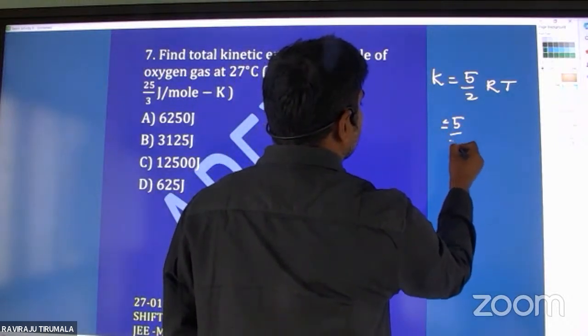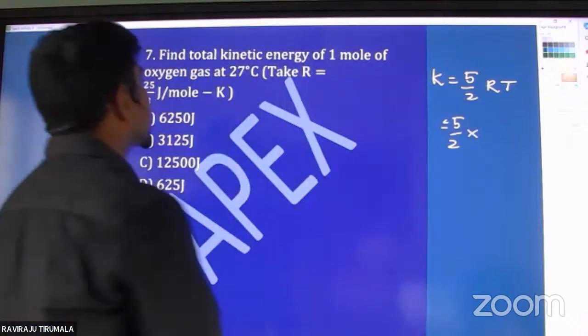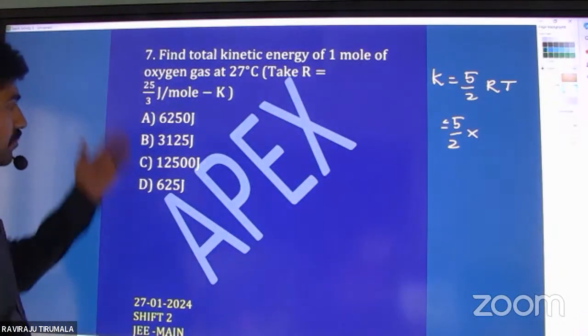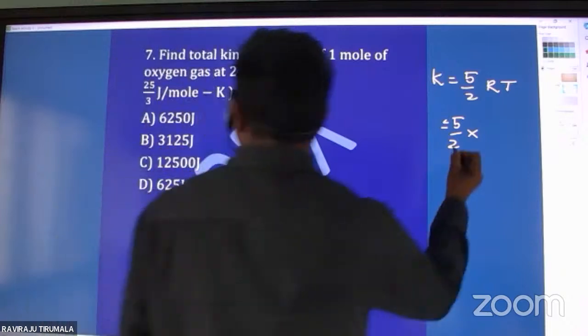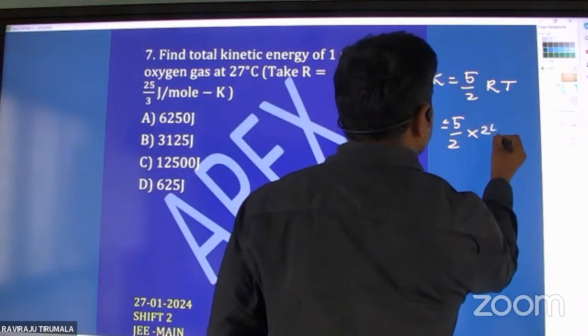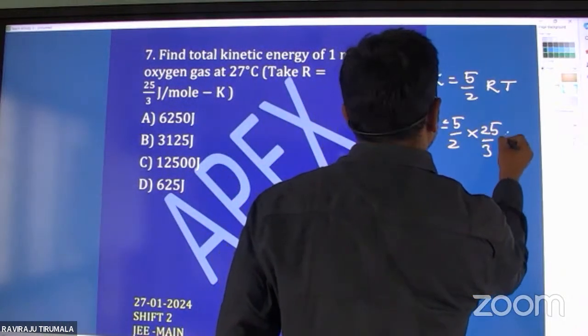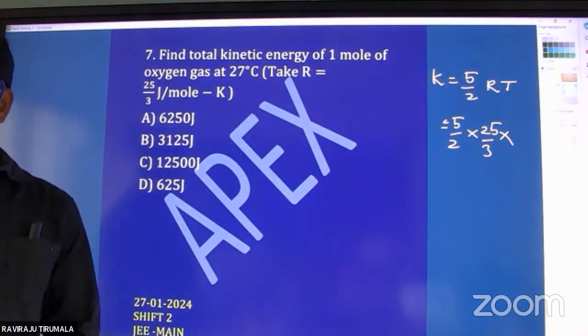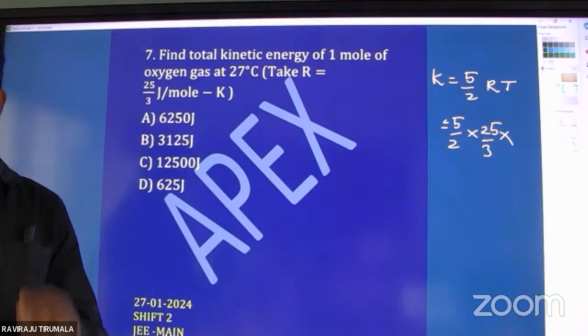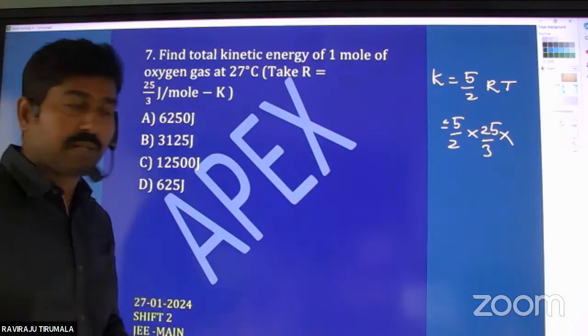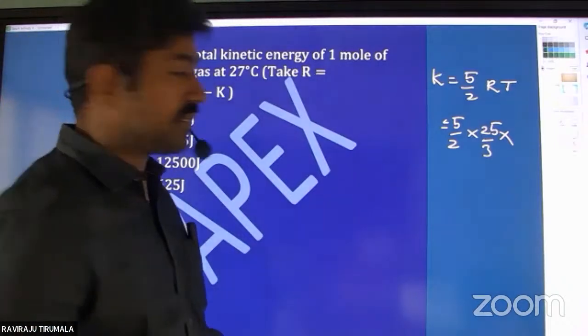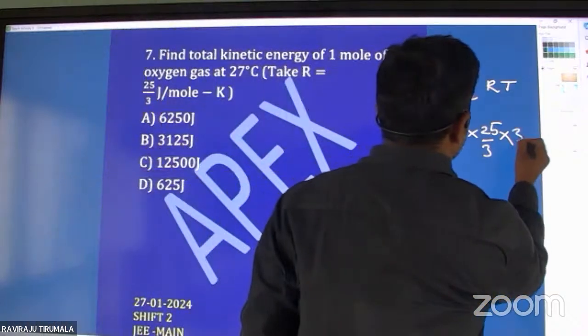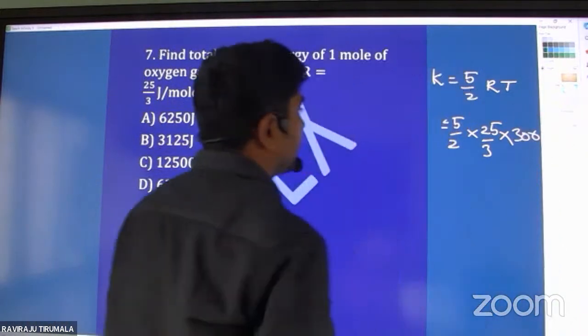5 by 2 into, what is the R value given? That is 8.314, given in terms of a ratio. 25 by 3 into, what is the temperature? It is 27 degrees Celsius. But when you substitute in the formula, you should substitute only in Kelvin. So 27 plus 273, which is equal to 300.